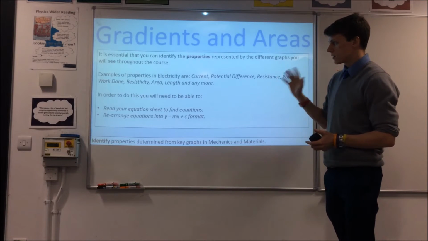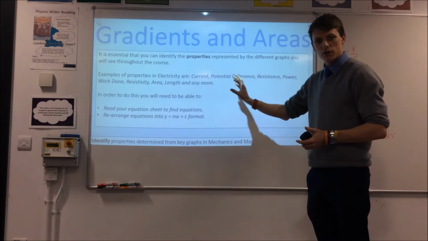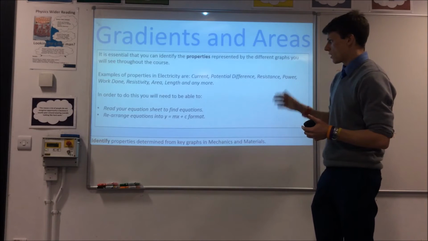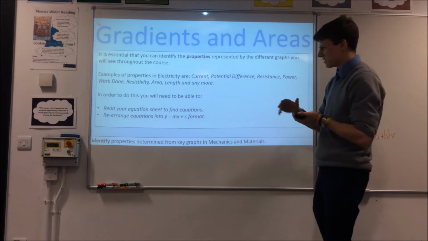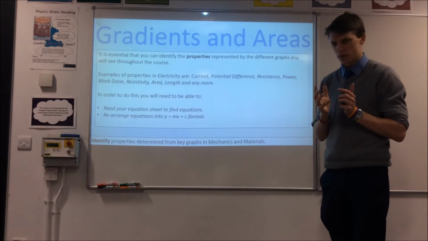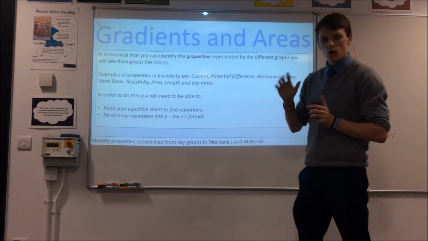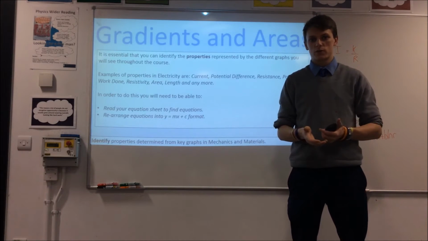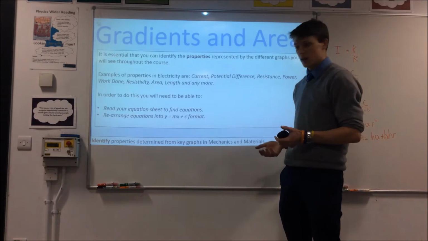But essentially what we're going to be looking at is how we can calculate various properties from the different graphs you come across in electricity. By properties in terms of electricity I mean things like current, potential difference, resistance, all of those very common things. All you'll need for this is your equation sheet, and to be able to rearrange some equations to y equals mx plus c form. If you can do that, let's get cracking.